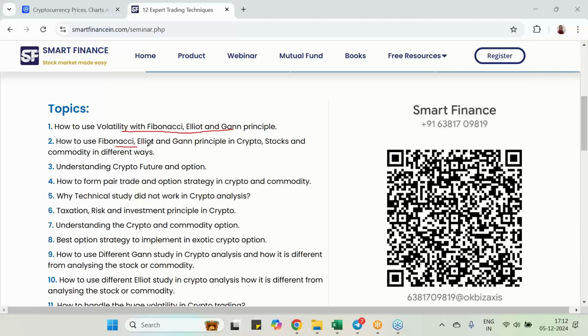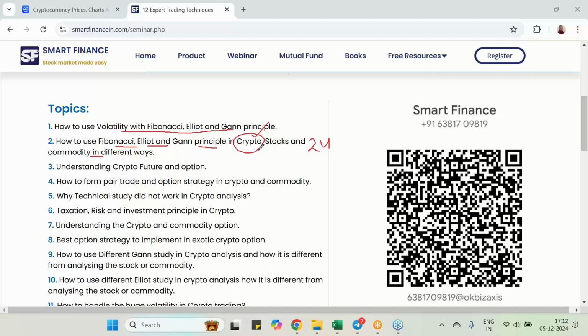Then I will be telling how you can use the Fibonacci, Elliot and Gann principles in crypto, stocks and commodities in a different way, as these 3 instruments have different behavior. Crypto is a global instrument. It trades 365 days, 24 hours. Its nature of market is different. The entire world's people are involved here, not only Indians. Indians, Chinese, US people, Europe people, everybody is involved in crypto. So it is a different instrument.